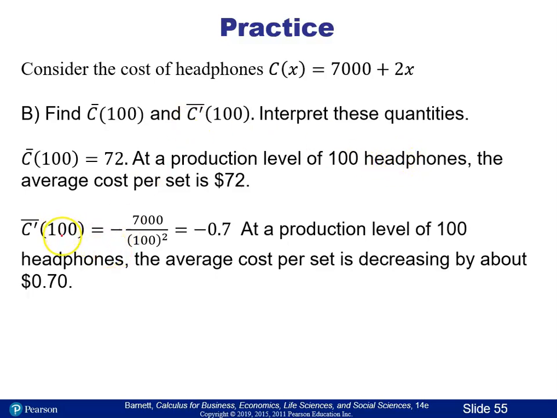Okay, here this is going to give me the marginal average cost. So the marginal average cost is about negative 70 cents. So at a production level of 100 headphones, state the production level. The average cost per set is decreasing because it's a negative marginal value. It's decreasing by about 70 cents.